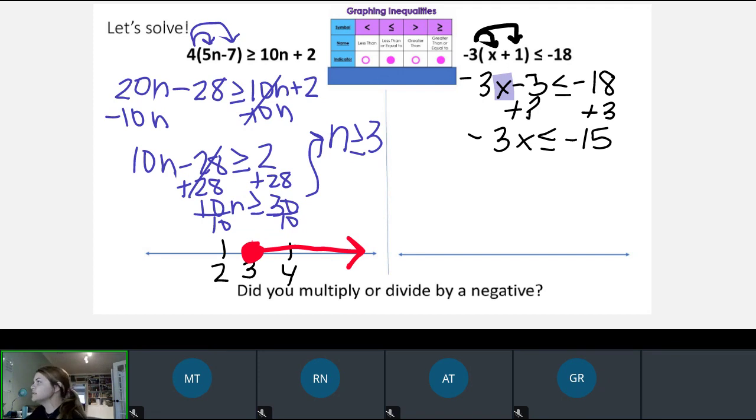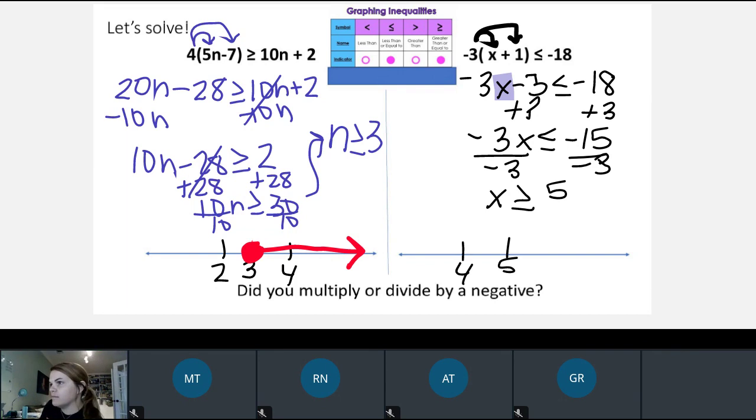All right. What's my next step going to be? Good, AJ. Divide by what? Good. Yes, exactly, AJ. And I'm going to have to flip that sign. Very good. So I'm going to divide everything by -3. So I get x is now greater than or equal to 5. Very good.